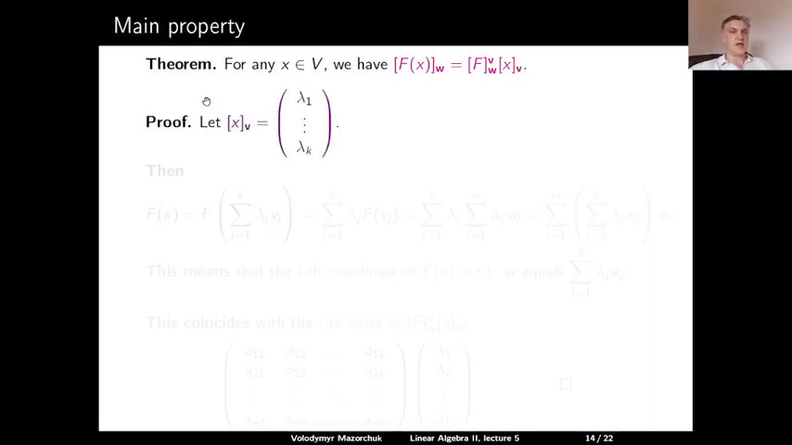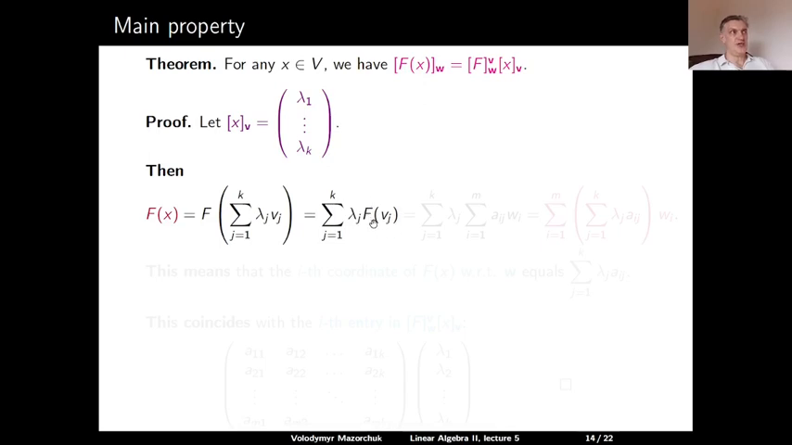Proof. Assume that the coordinates of x in the vector space V are lambda1, lambda2, and so on, lambda k. Then we can compute f of x in the following way. So x is equal to the sum over all j of lambda j times vj. This is just the definition of the fact that lambda j's are the coordinates of x. But now f is a linear map, so we can commute it with the sum and with all these scalars. So we will get the sum over all j, lambda j times f applied to vj.